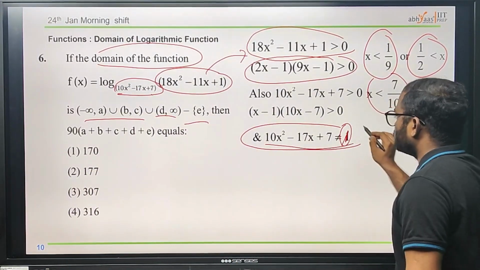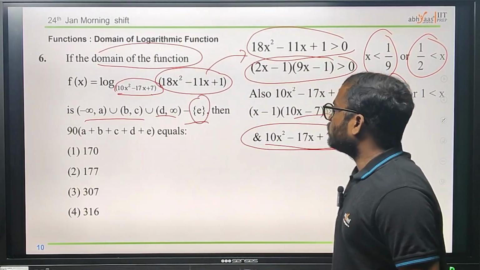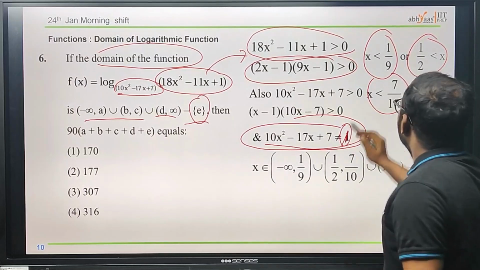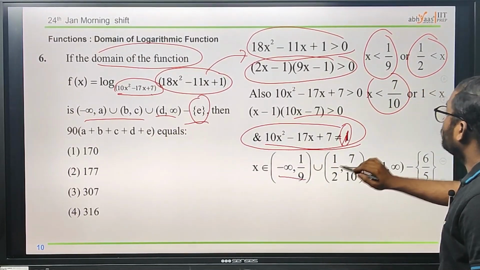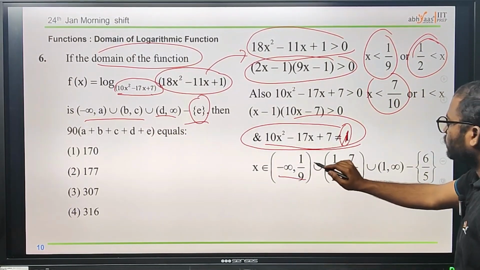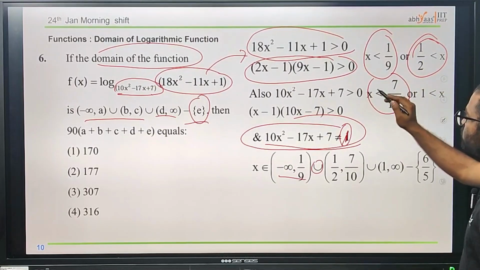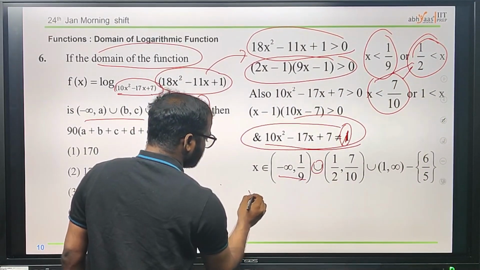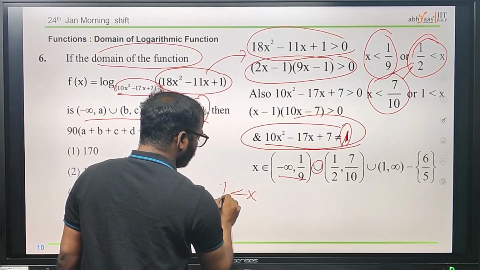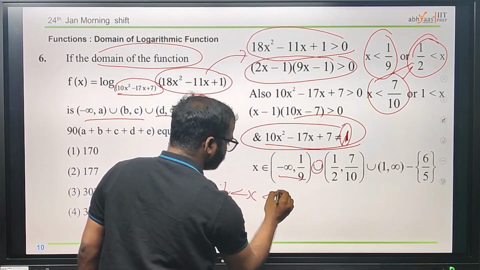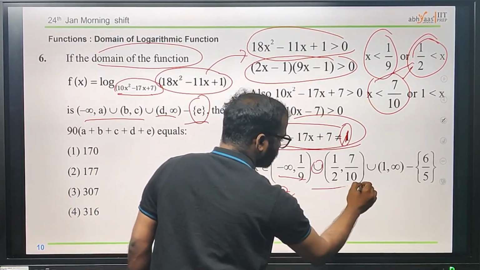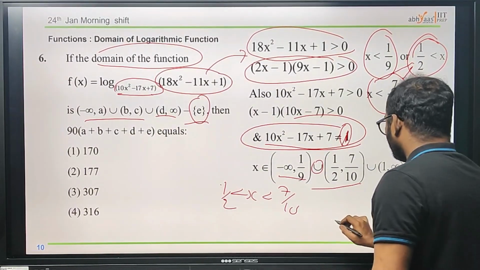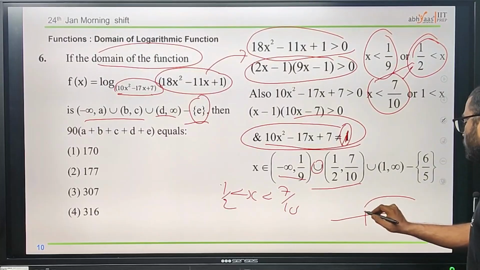If we just do this one, whatever domain we have, removing that will be our E. Therefore this will be written as minus infinity to 1 by 9, or x less than 1 by 2. See here, this one and this one will be x in between 1 by 2 and 7 by 10. That's why we wrote this one, and with union x greater than 1. If 1 is there, it is x greater than 1.